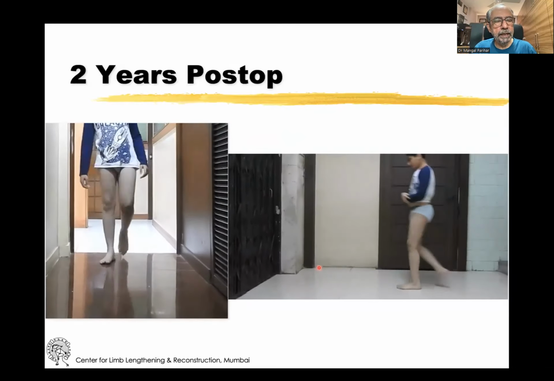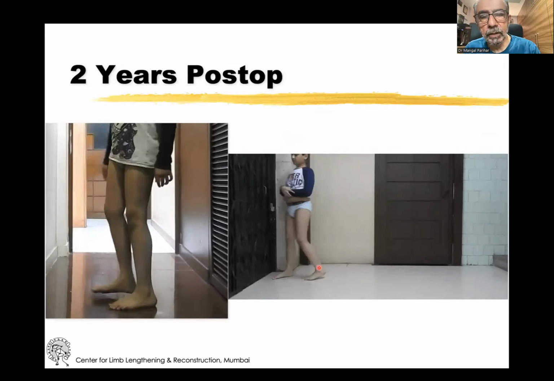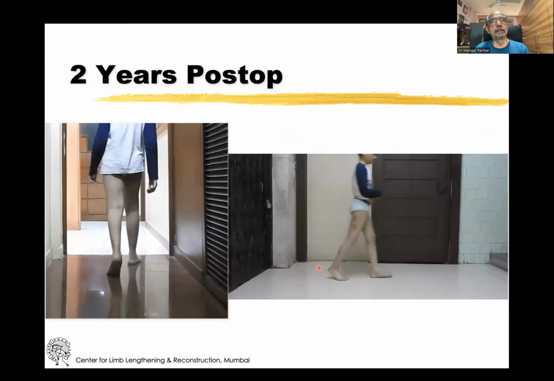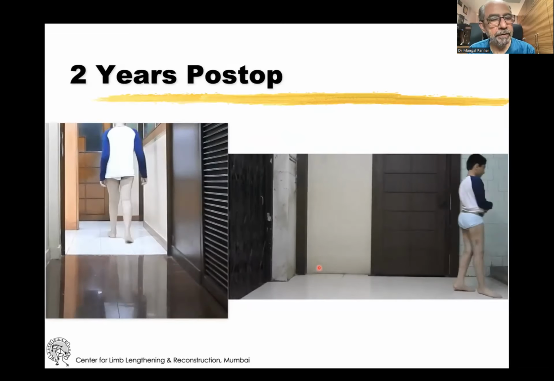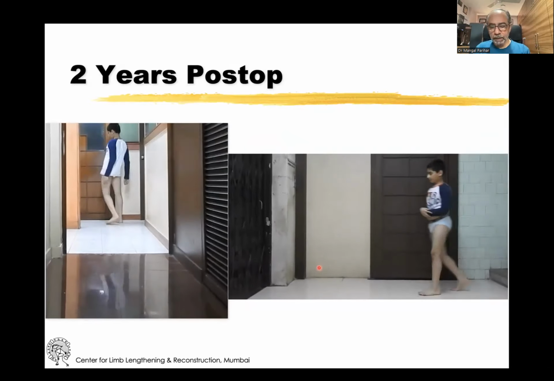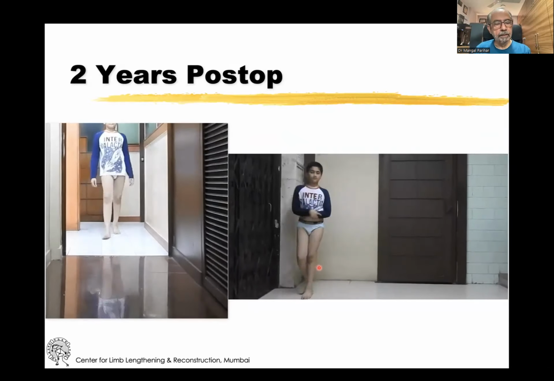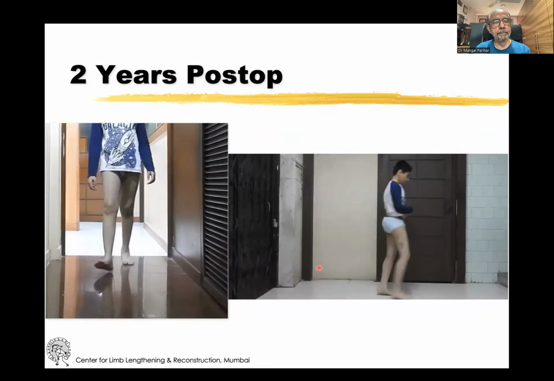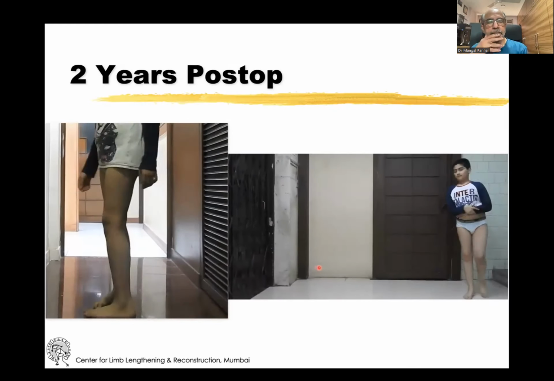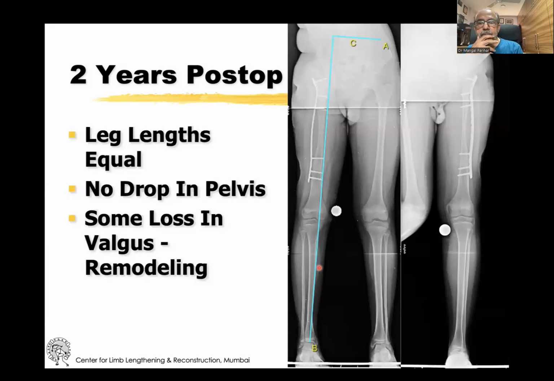So totally that abductor lurch doesn't go away in this situation, but it is definitely improved. That is, his length has been restored. And more importantly, if you see the right side X-ray, there is no drop in the pelvis when he is standing on this side.